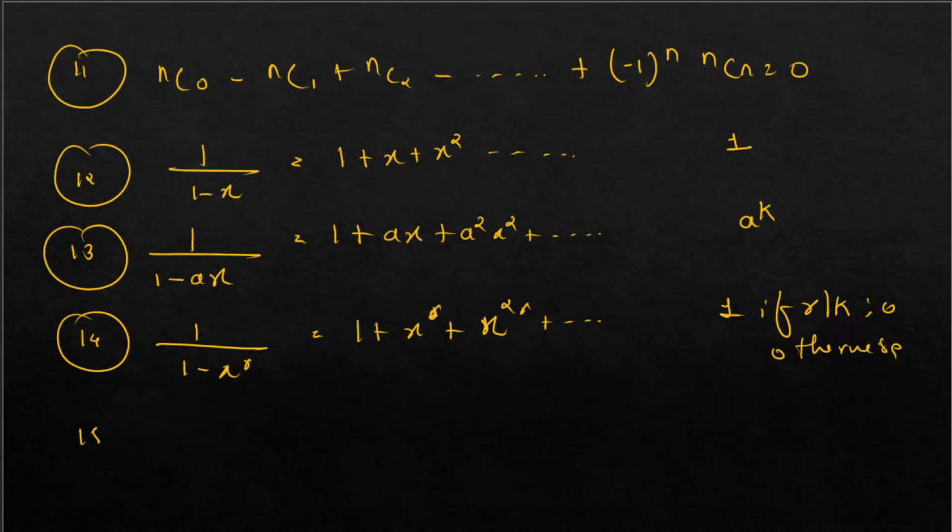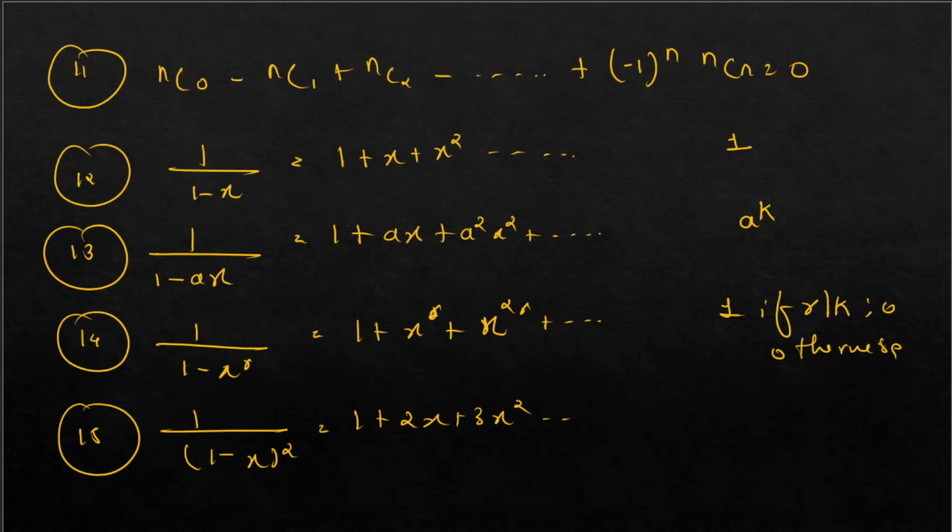So the 15th is 1 over 1 minus x whole square. So the series is 1 plus 2x plus 3x square, and so on. The coefficient is k plus 1. So note this, everyone.